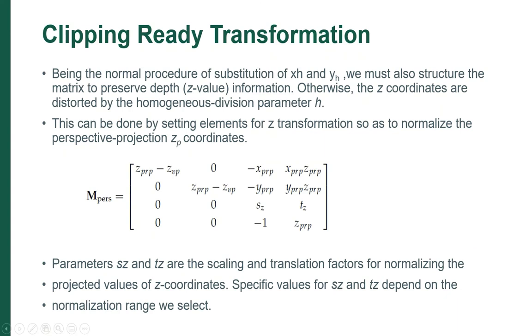Besides the normal substitution of XH and YH, we must also structure the matrix to preserve depth Z value information. Otherwise, the Z coordinates are distorted by the homogeneous division parameter H. H is the homogeneous parameter, as I said. This can be done by setting the elements of the Z transformation so as to normalize the perspective projection ZP coordinates. Here we can see that the matrix of perspective looks like this, with ZPRP minus ZPP. It is similar to, but not identical to, the matrix in the case of parallel projection. The parameters SZ and TZ are the scaling and translation factors for normalizing the projected values of Z coordinates. The specific values for SZ and TZ depend on the normalization range we select.